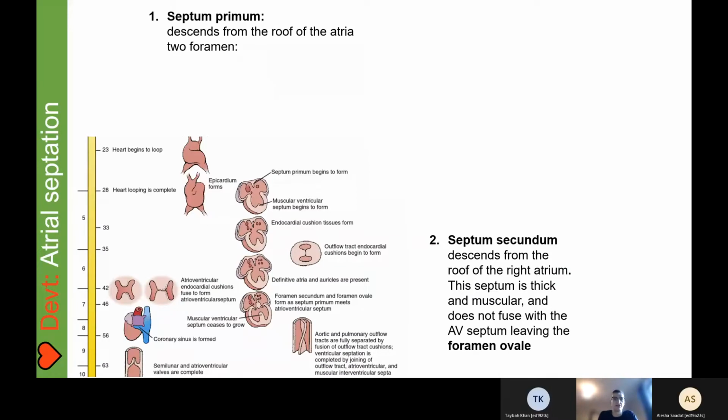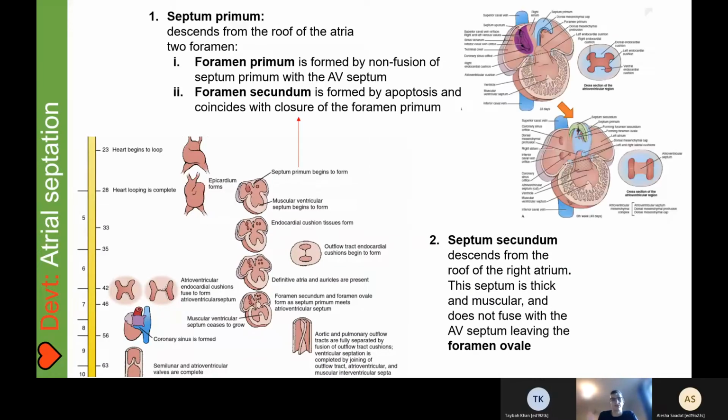That septum secundum isn't meant to be there, but there's my slides, my animation, oh bless them. So you get the septum primum. This is about septating the left and the right sides of the heart from each other, whereas those cushions were more about septating the atria from the ventricles. The septum primum descends from the roof of the atria, and it doesn't completely fuse, and then you get this foramen primum.